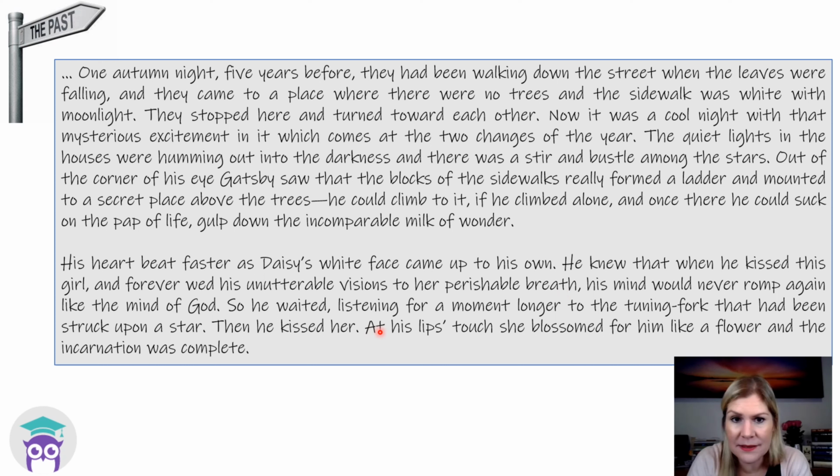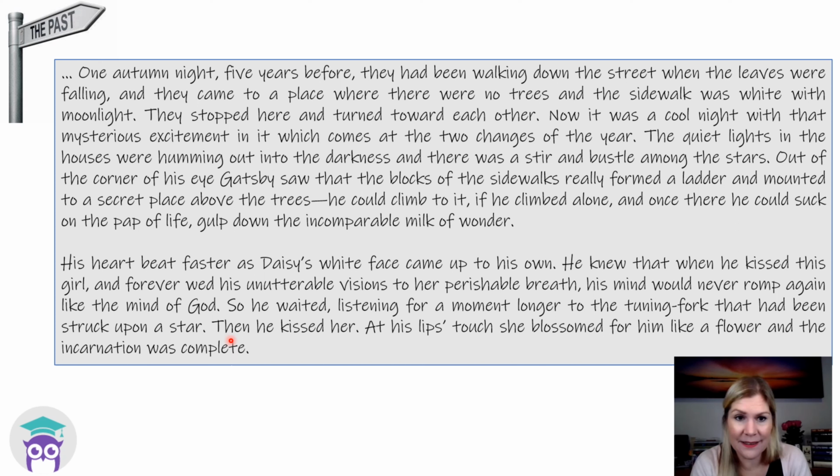So he waits, listening for a moment longer to the tuning fork that had been struck upon a star, like that he's waiting to be told that this is right, that this is fate. So it comes back to the idea of the stir and bustle among the stars. What a lovely romantic way to essentially describe social climbing through relationships.